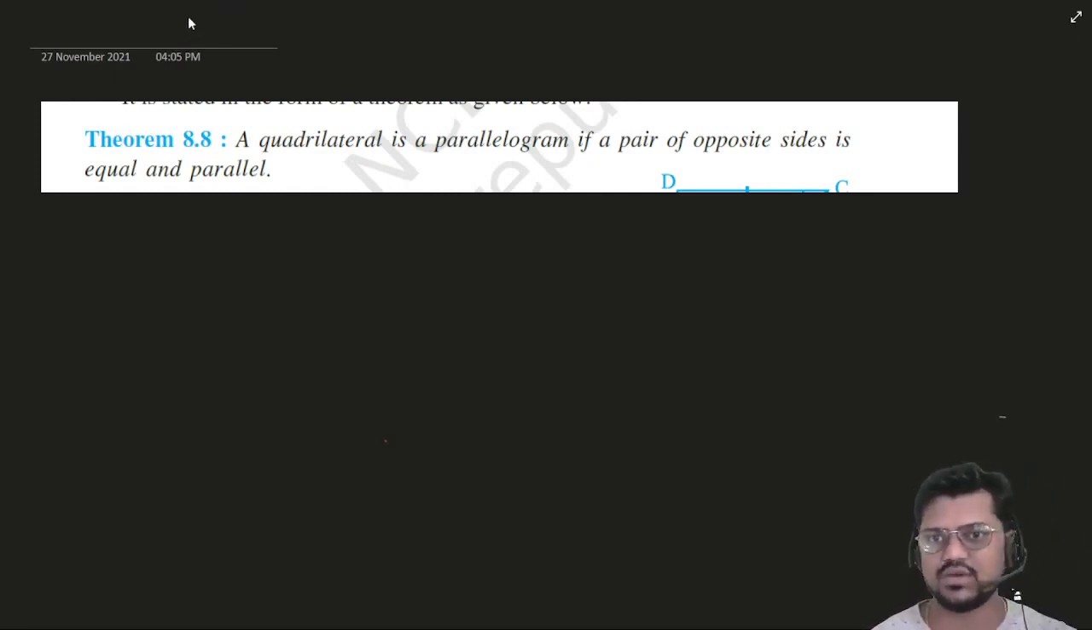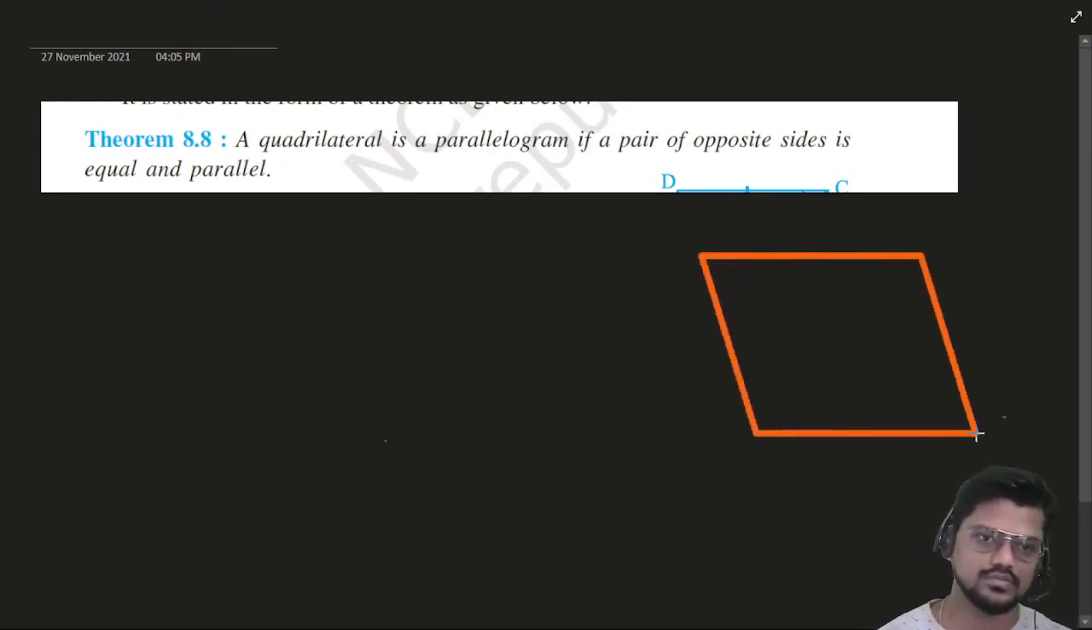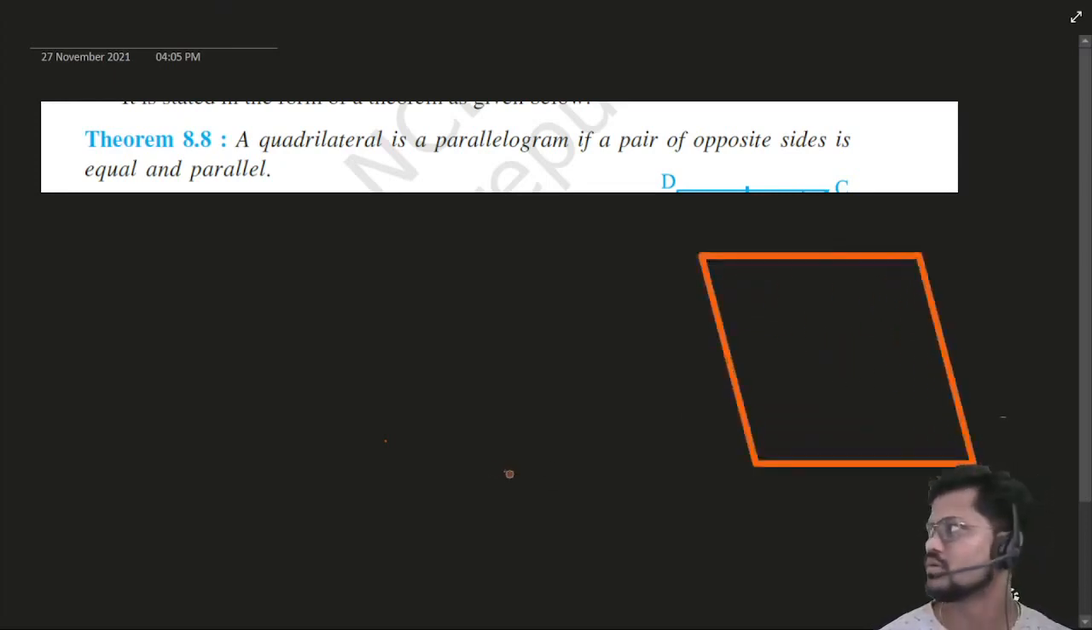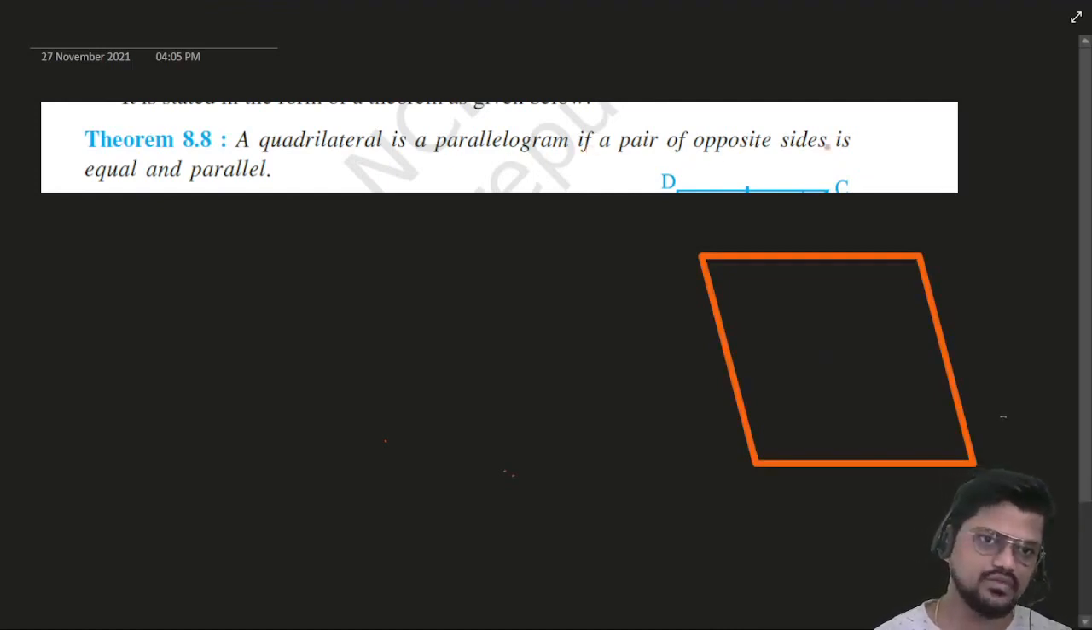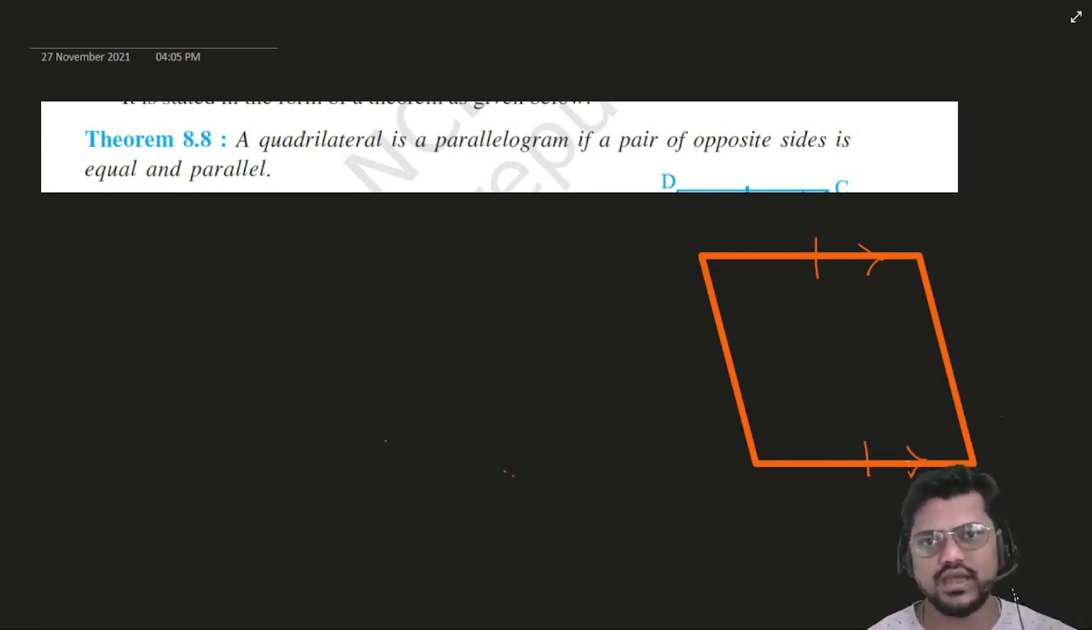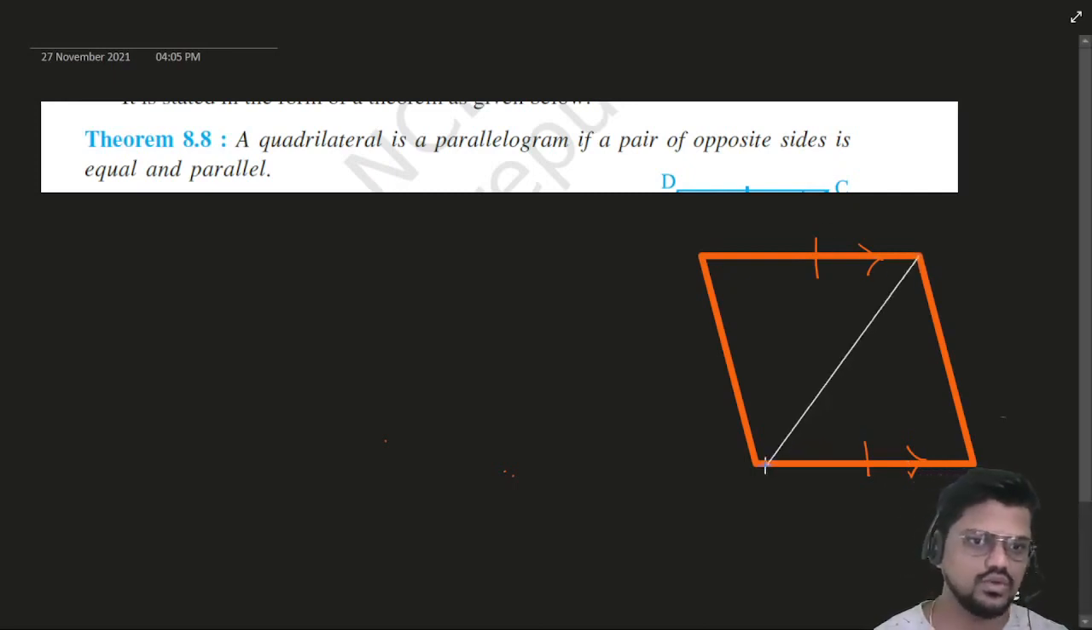Suppose I am drawing a quadrilateral, and I don't know whether it is a parallelogram. Now see, suppose in this, these two opposite sides are equal, this is equal to this, and this is also parallel to this. Then we have to prove that it is a parallelogram. How do we prove it? Again, I draw a diagonal to this quadrilateral.